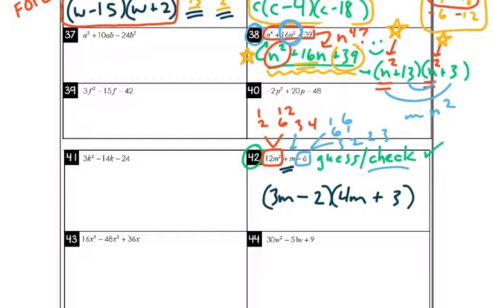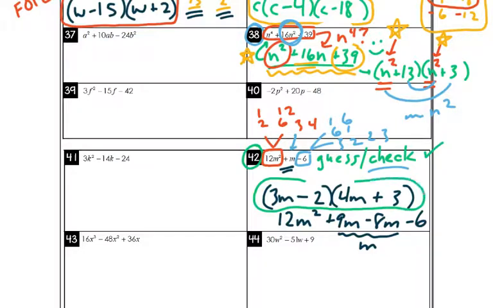Shall we FOIL? All right, foiling out. Here we go. Hold on to your hats. Outers, inners, lasts. Ooh, look at that. What's 9m minus 8m? It's 1m. That's what we started with. Yay! So we found it. Now, we're lucky we found it on the second guess, but this could have taken a really, really long time. So the next method of doing it might be more efficient and less frustrating.